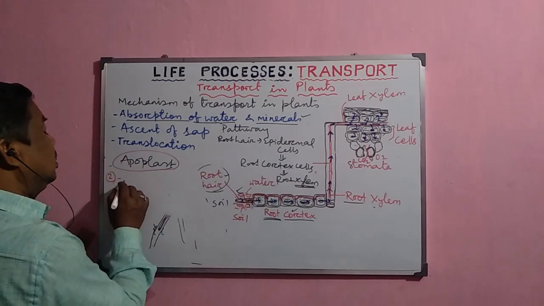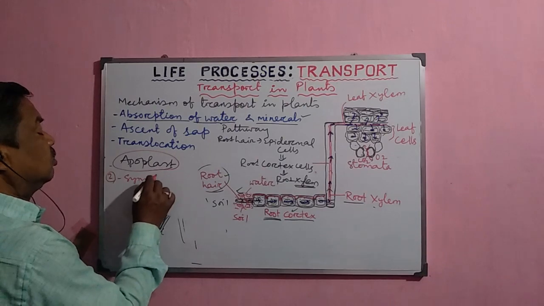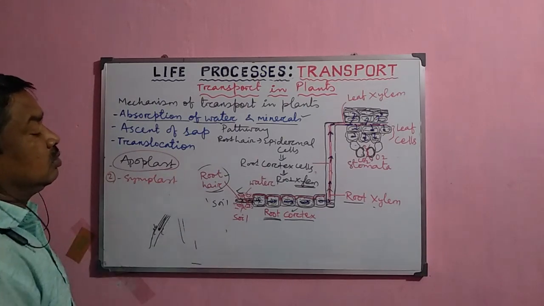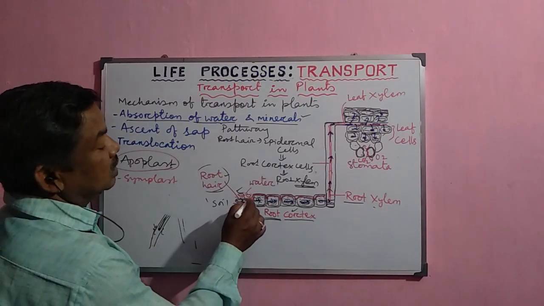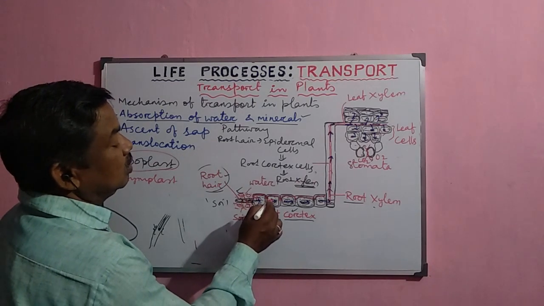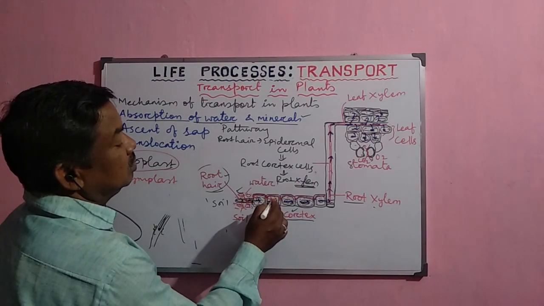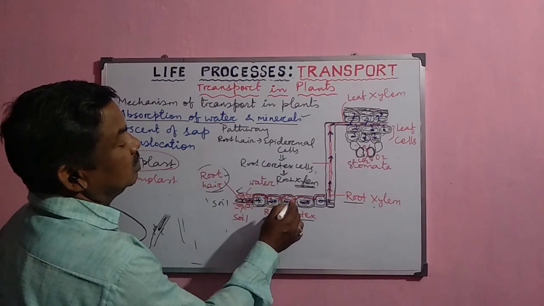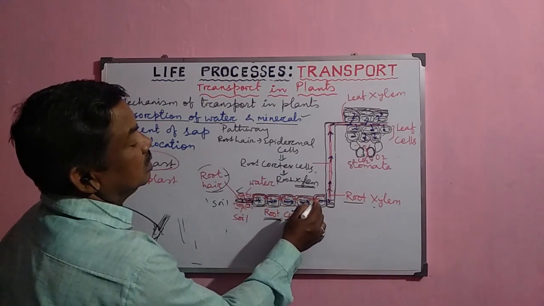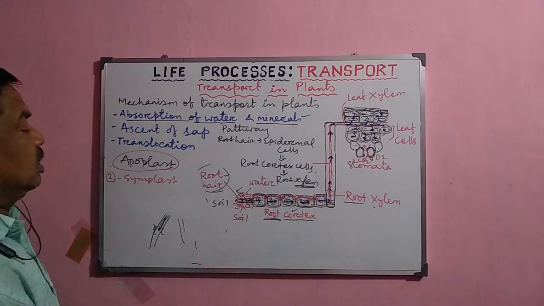Now the second one, that is the symplast pathway. In the case of the symplast pathway, what happens? Normally the water enters into the cytoplasm, from one cytoplasm to another cytoplasm, then it comes out, and then enters the next cytoplasm in this movement. This is called the symplast pathway.